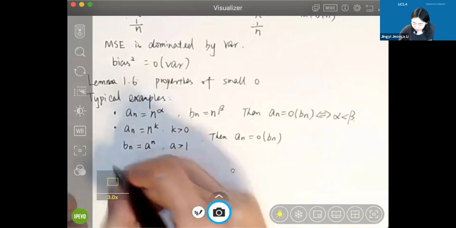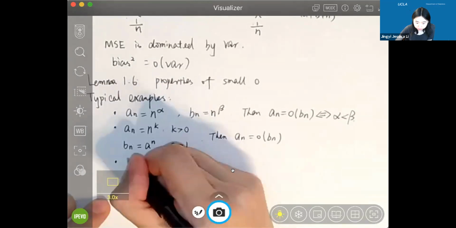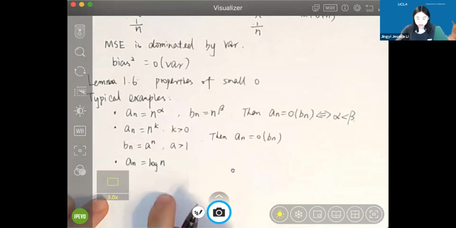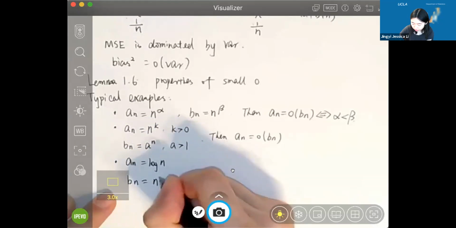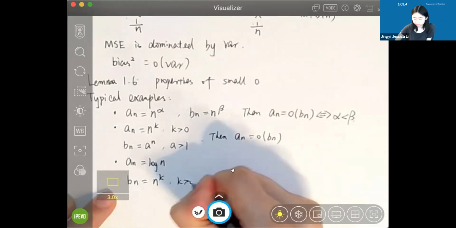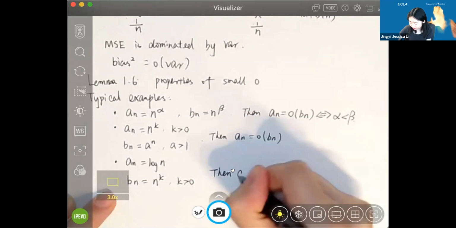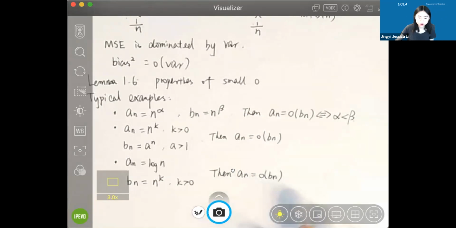And the third thing is regarding polynomial growth versus logarithmic growth. In this case, if we have an as log n, where the log can have any base, and bn is equal to n to the power k, where k must be positive, then we would always have an is small o of bn. In other words, logarithmic growth is always slower than polynomial growth. So those are the examples we will often use.